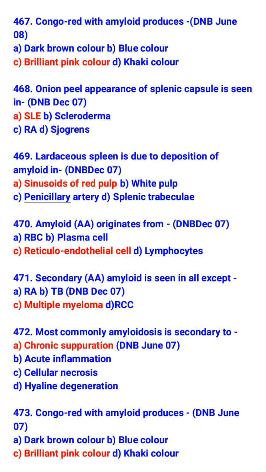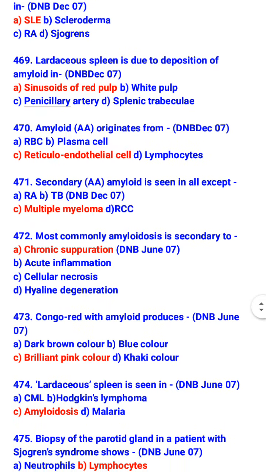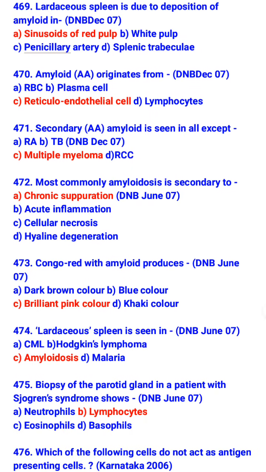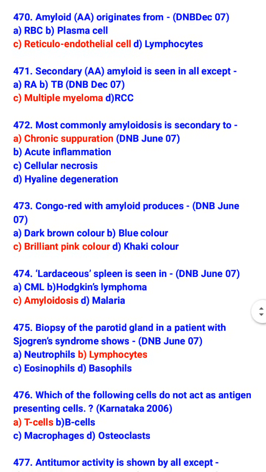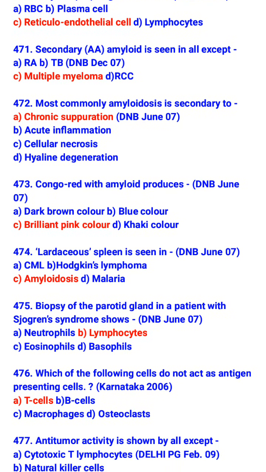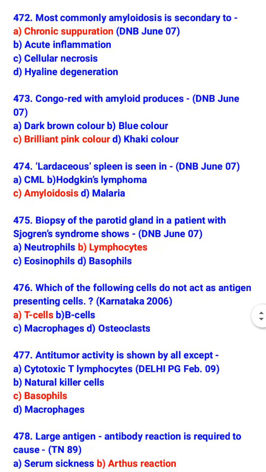Amyloid AA originate from reticuloendothelial cell. Secondary AA amyloid is seen in all except multiple myeloma. So secondary AA amyloid is seen in rheumatoid arthritis, tuberculosis, and renal cell carcinoma. Most commonly, amyloidosis is secondary to chronic suppuration. Congo red with amyloid produces brilliant pink color. Lardaceous spleen is seen in amyloidosis.